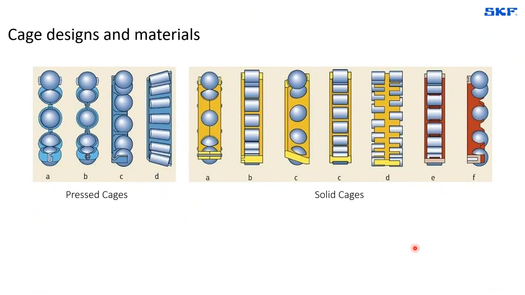Let's look at some of these components, like the cage, which are made, as we can see, of different materials: brass, pressed steel, or polyamide cages. This is just an example of the difference between different bearing types that will have different cage designs. And also within the same bearing type, you may have different cage types and designs within different sizes of the same bearing.